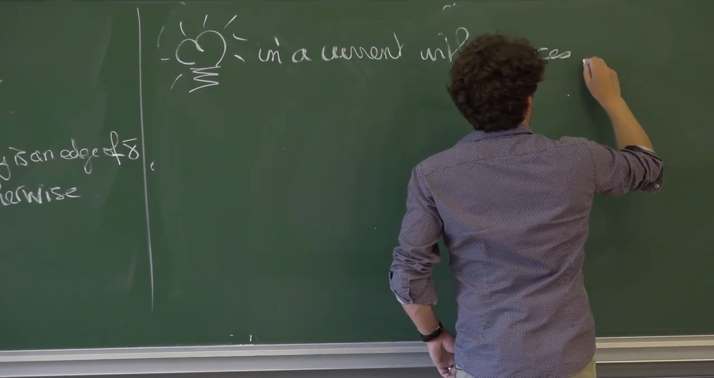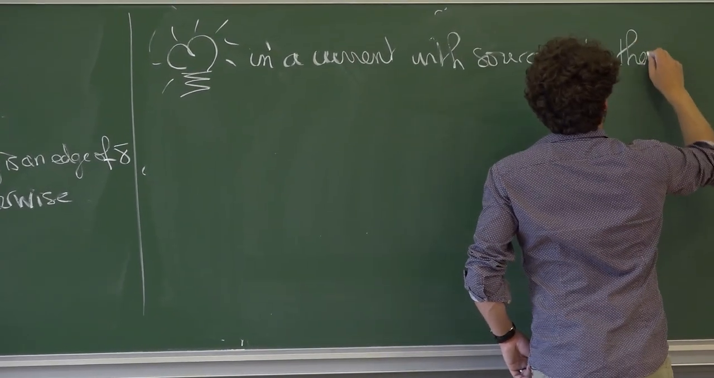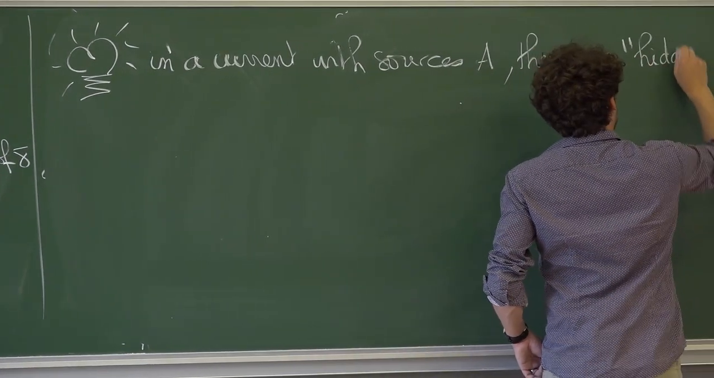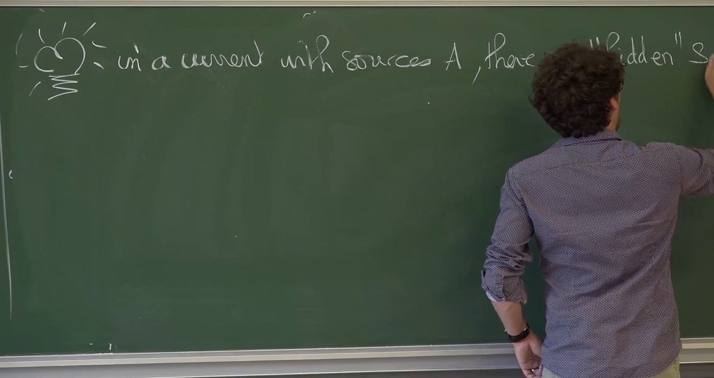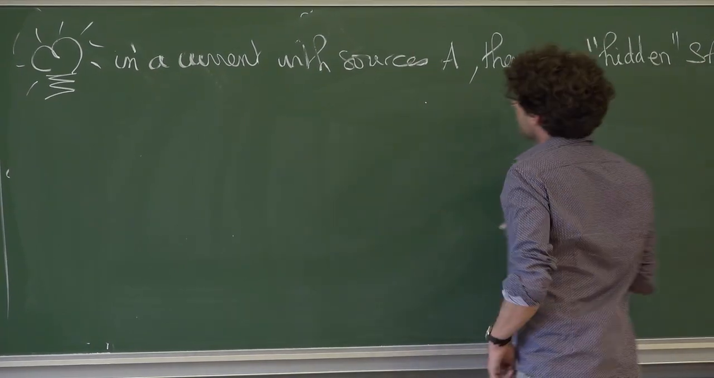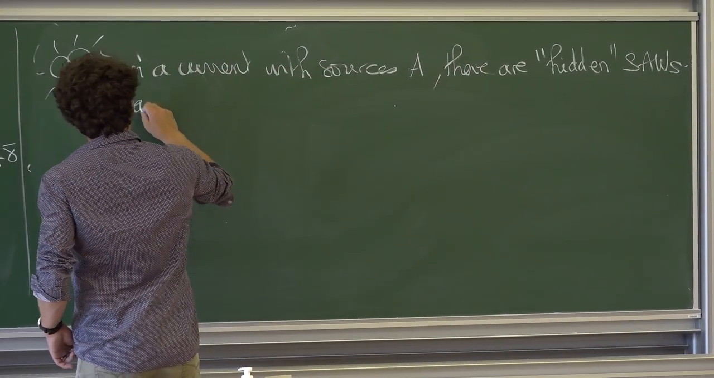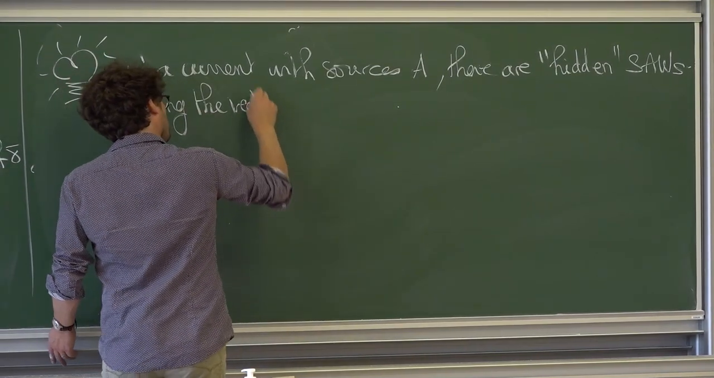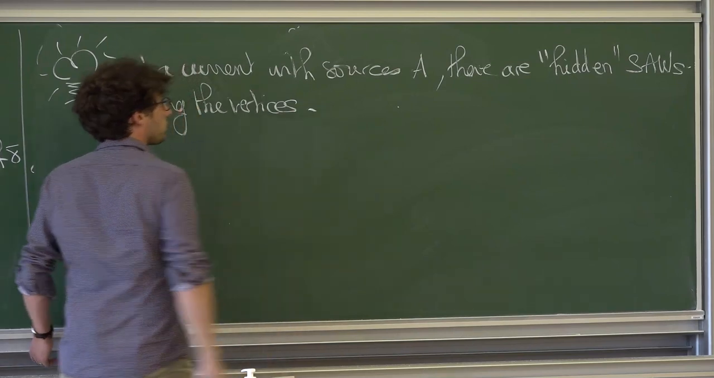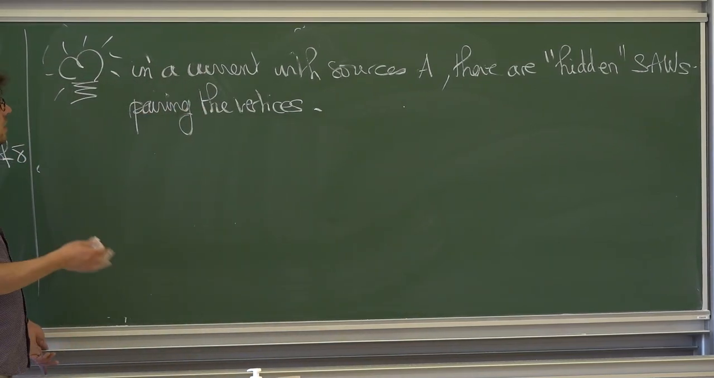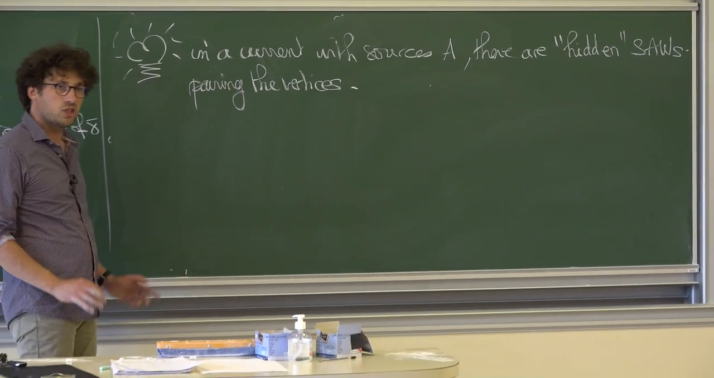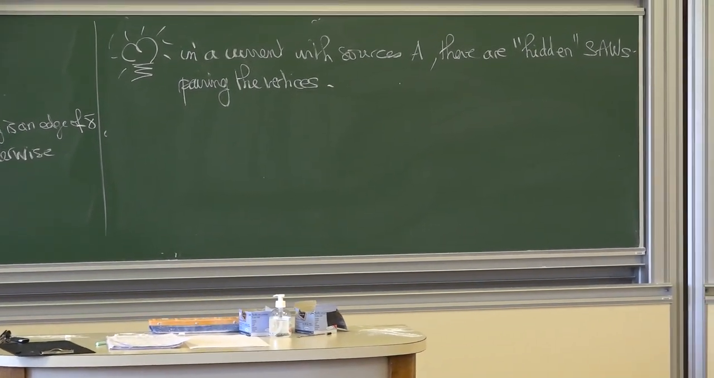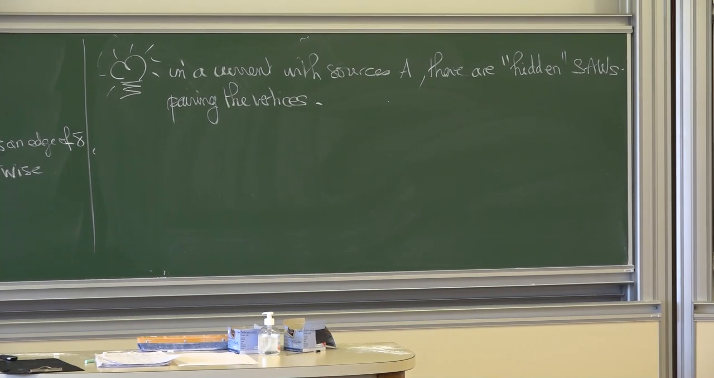with sources A, there are kind of hidden self-avoiding walks pairing the vertices. And these hidden self-avoiding walks have weights which really behave a little bit similar to self-avoiding walks. So what is going to be now the next step?